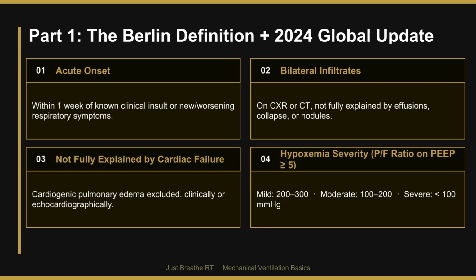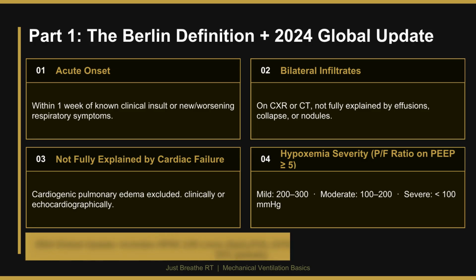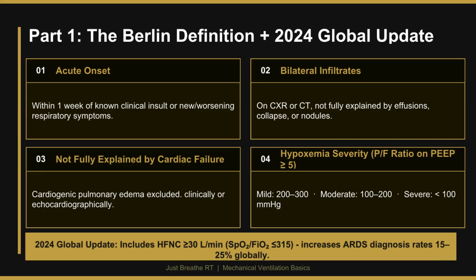What has changed recently? The 2024 New Global Definition, a major update, expanded ARDS to include patients on high-flow nasal cannula at 30 liters per minute or more using SpO2 to FiO2 ratio of 315 or below. This matters clinically. It enables earlier diagnosis in resource-limited settings and in patients managed without intubation. Estimates suggest this expansion increases ARDS diagnosis rates by 15 to 25% globally. Earlier diagnosis means earlier intervention, and earlier intervention saves lungs.